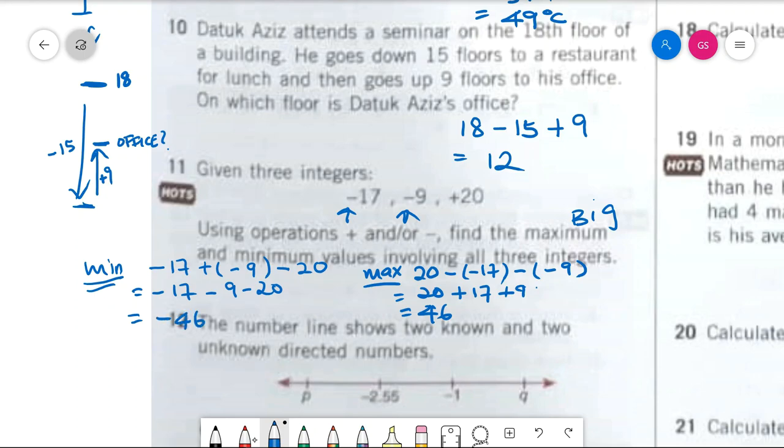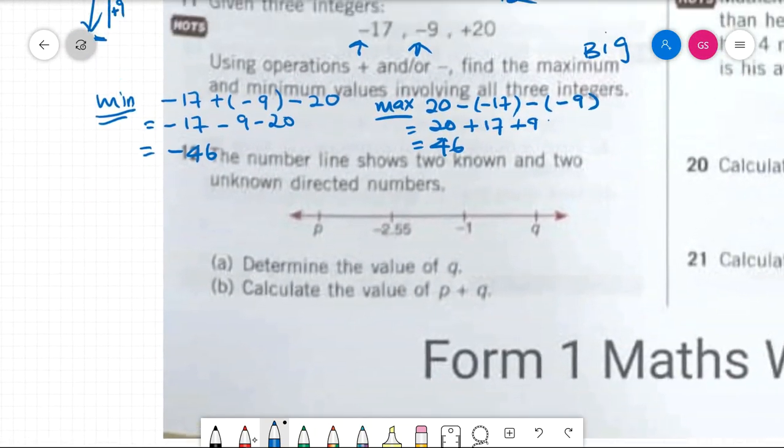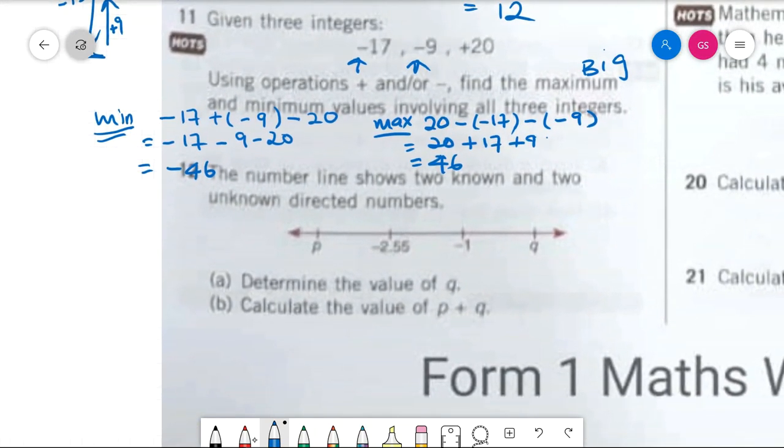Okay. Now, next question 12. Number line shows 2 known and 2 unknown directed numbers. Okay, number line basically. Determine the value of Q. So we know that there is a difference of one step. From negative 1 to Q, there is one step. And this is negative 255. So what happens is, number line, what I told you, the rule. The rule is how much?